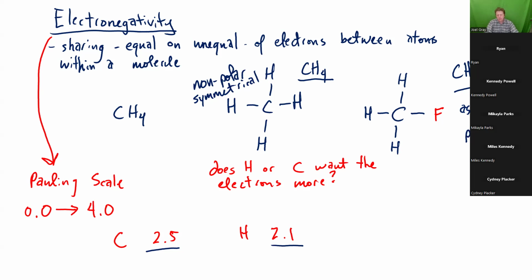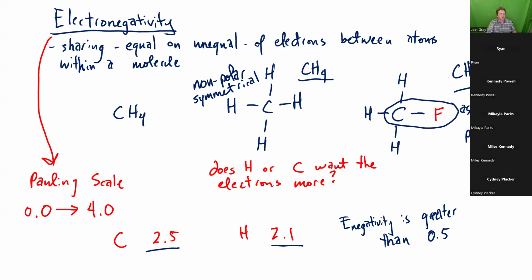And there are definitions that I'm not going to ask you explicitly about, but if the electronegativity difference is greater than 0.5, that is considered a polar bond. So if the electronegativity difference is less than 0.5, then it's considered a non-polar bond.